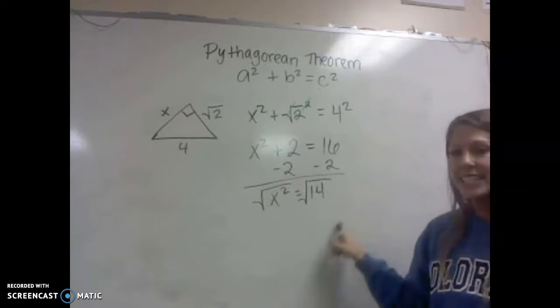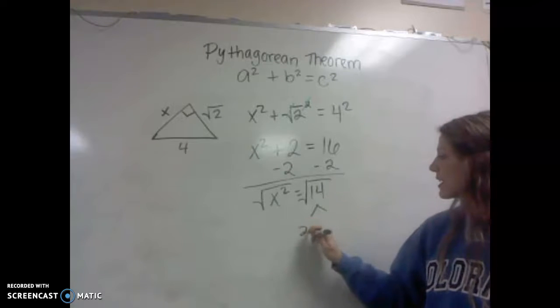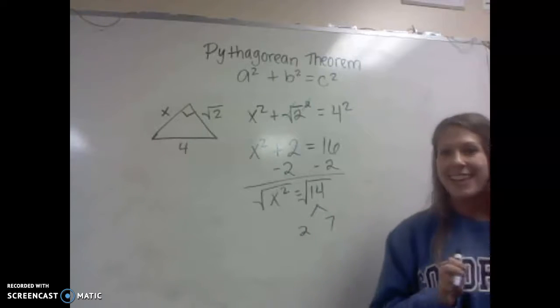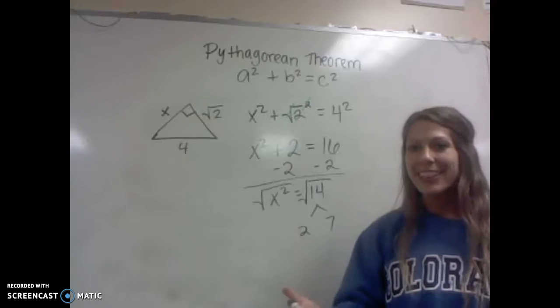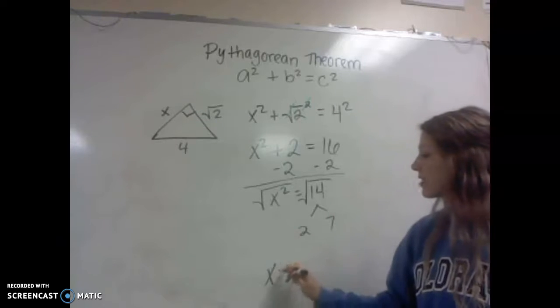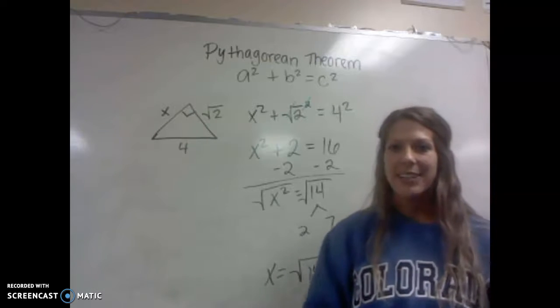So 14 does not come out evenly, so we're going to make a factor tree for that. 14 is 2 times 7, and that's it. There are no buddies because 2 and 7 are not the same number. So our answer, we're just going to leave it as the square root of 14. And then that's it. That's our final answer.